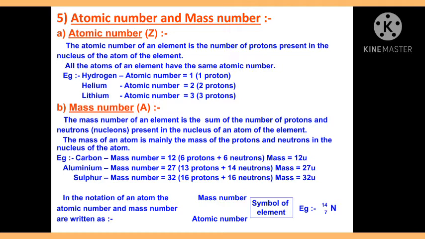For hydrogen, atomic number, which is represented by Z, is equal to 1 because in a hydrogen atom only one proton is present in the nucleus. Similarly, for carbon, Z is equal to 6. Therefore, the atomic number is defined as the total number of protons present in the nucleus of an atom.